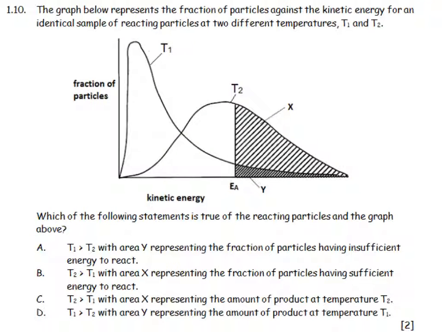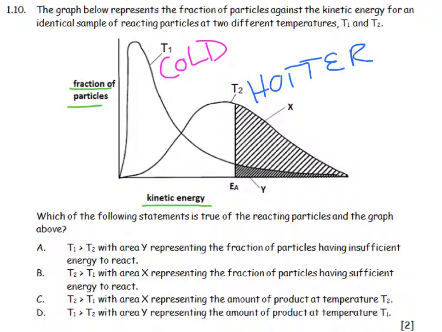What is the story with this Boltzmann distribution? Firstly, you need to look at what's on the actual axes. You've got your fraction of particles and kinetic energy. If lots of particles have got low kinetic energy, this is cold. If more particles have got more kinetic energy, as in T2, that is hotter. So the first thing is that T2 is hotter or greater than T1, which leaves me with only two options.